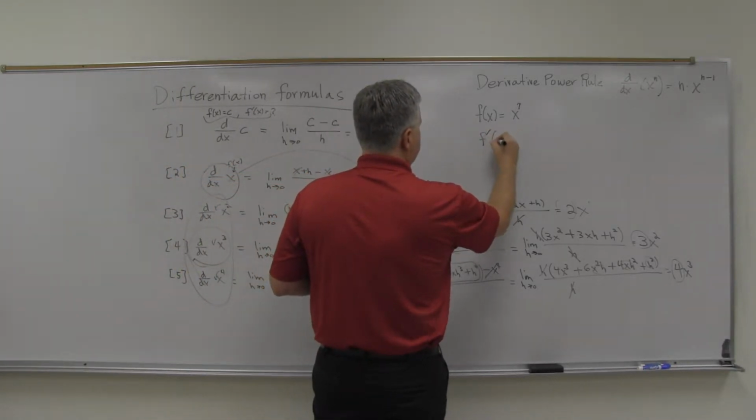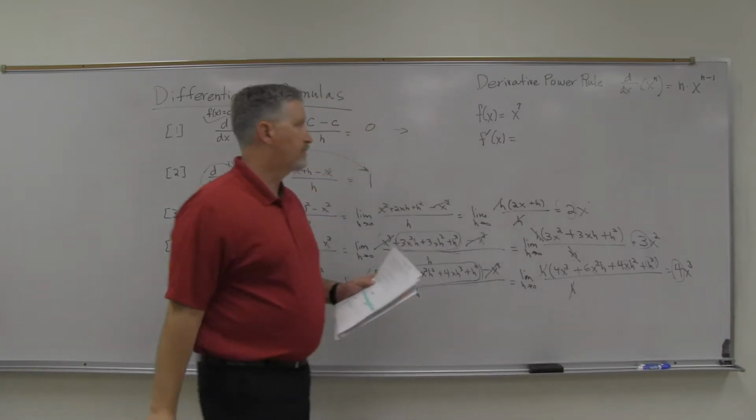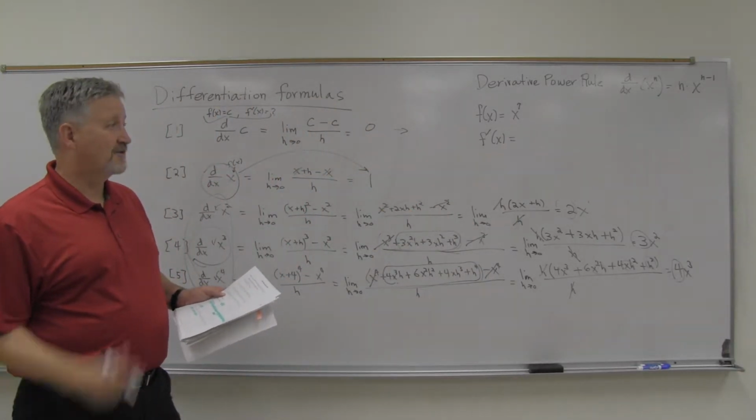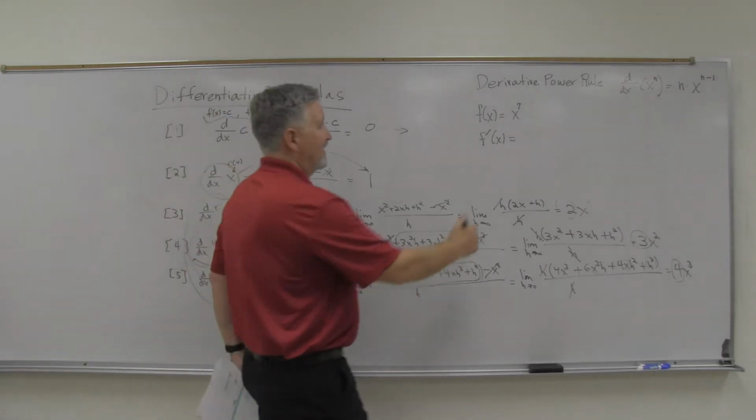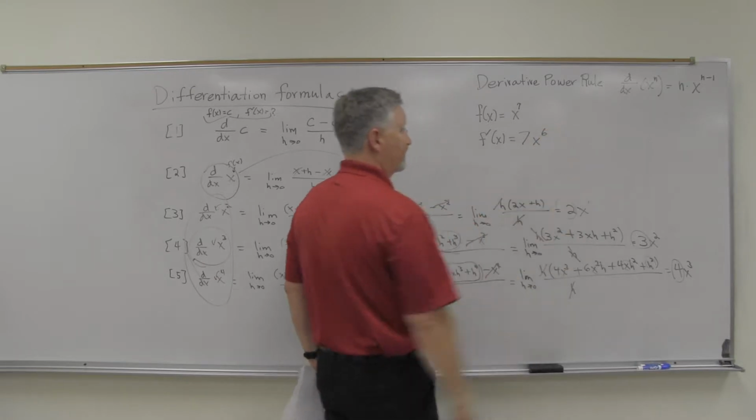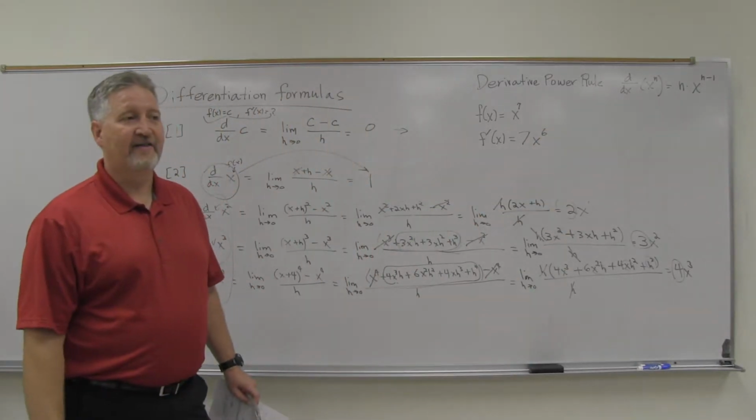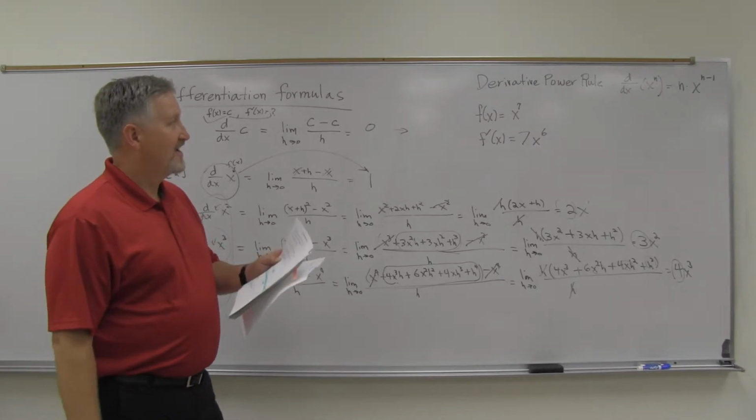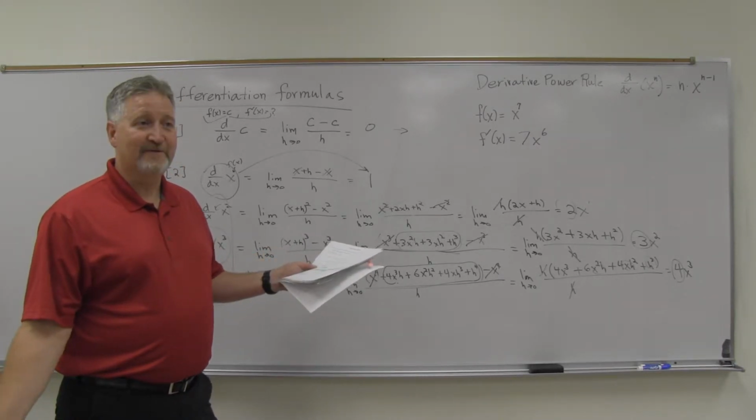Notation here. What's our derivative? Well, by the power rule, instead of having to go through that whole limit definition, the power rule tells me to bring down the power. The new power is 1 less, so it'll be 7x to the 6th. That's going to be a whole lot quicker, isn't it? 7x to the 6th, that's going to be the derivative.